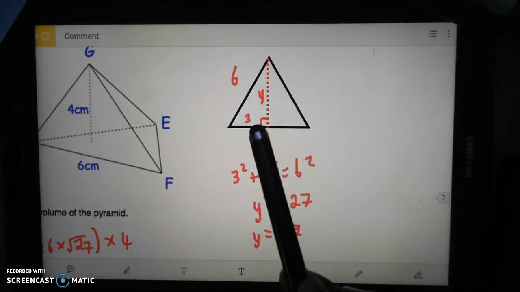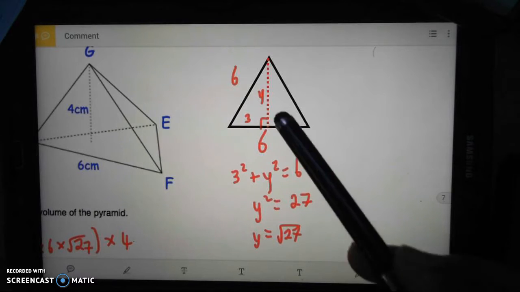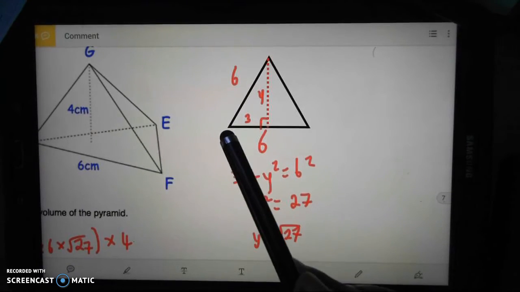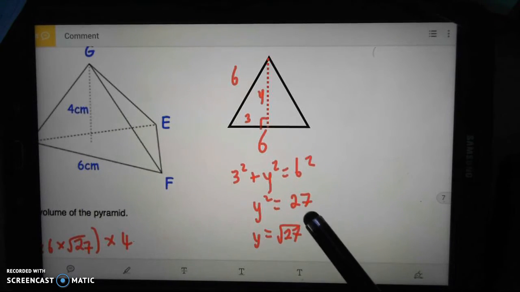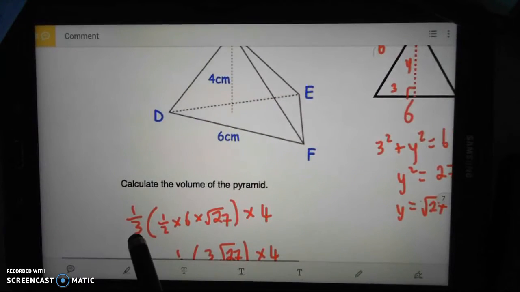So for now, we know that the vertical height is square root of 27. I'm going to leave it like that and not use decimals because we don't want to round part way through a calculation. So this vertical height is square root of 27 and the base is 6. So to work out the area of this triangle, we do 6 times square root of 27 and then divide by 2. So I've put that in my formula.